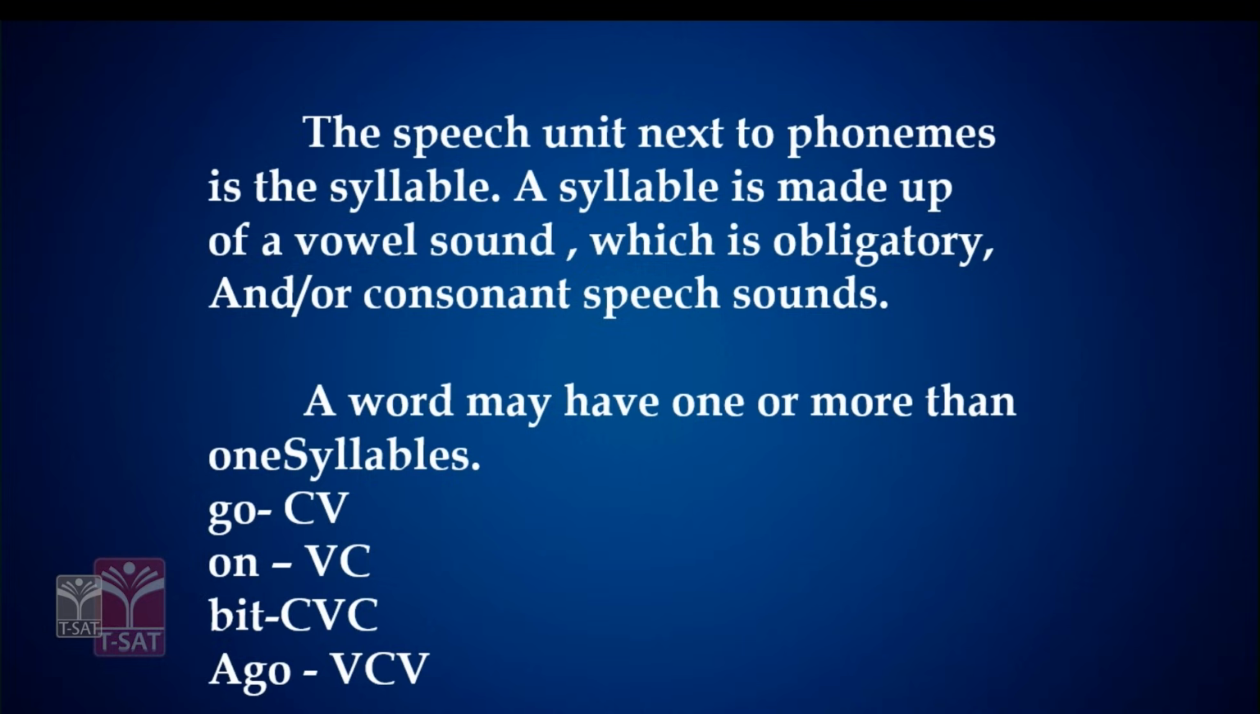So a syllable contains a vowel sound which is obligatory, and consonantal sounds may precede or follow or both in a syllable. For example, you can take the word go, in which the consonantal sound is followed by a vowel sound. So the syllable structure is CV, and VC. V stands for vowel sound and C is consonantal sound, and CVC, and a-go, vowel, consonant and vowel.